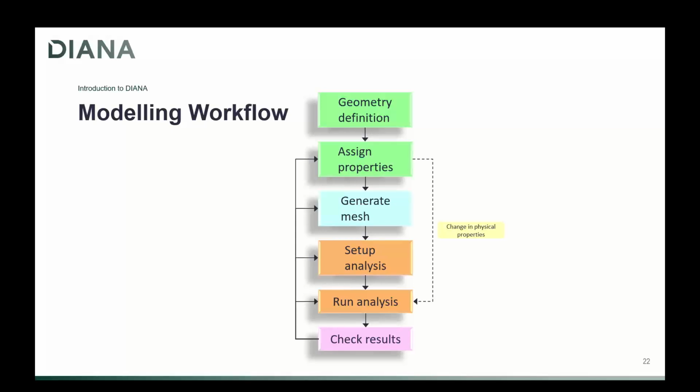When all the properties have been assigned to the geometry, you tell Diana how you want to discretize your model, so you want to mesh, and then you generate the mesh. Once you have generated the mesh, you can set up your analysis. You tell Diana what to do with the finite element model that you have built, basically. You run the analysis. If everything goes fine, automatically the results are loaded to the graphical user interface, and then you can check your results. So this is the standard workflow of Diana, and doesn't matter how complex is your model or your analysis, the story is always the same.